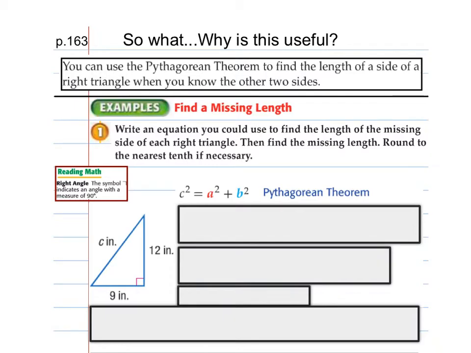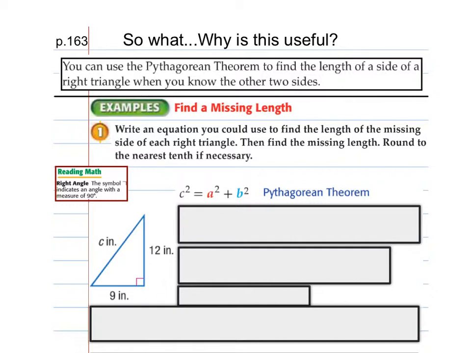So, you're probably wondering, why is this useful? You can use the Pythagorean theorem to find the length of a side of a right triangle when you only know two of the other sides. So basically, we can find the missing length of a triangle using the Pythagorean theorem. We want to write an equation to find the length of the missing side of a right triangle. Then we're going to find that missing length. They want us to round to the nearest tenth if necessary.